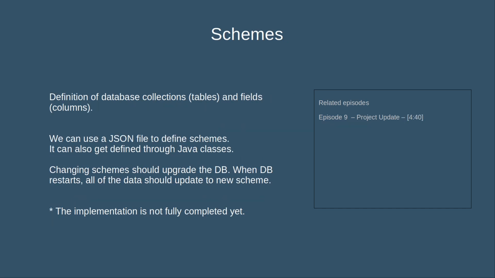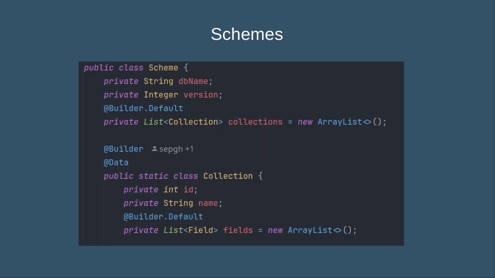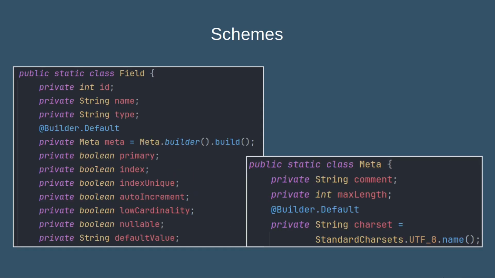In episode 9, I mentioned schemes. A scheme is like a database definition. It can be stored in JSON format in a file, which will be loaded during the database initialization. We can have a list of collections per each scheme, where each collection has a name and some fields, and fields have different types and maybe an index as well. A field can also have some metadata, like a comment, max length, which is useful in some field types, and a char set for strings.